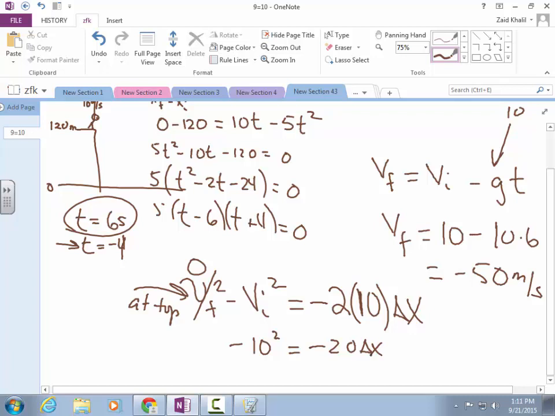Well, PEMDAS says what comes first? The exponent comes first. So that's 10 squared, then it's minus 10 squared. All right, it's negative 100. So what's delta x? 5. So what happened? This thing went 5 meters.